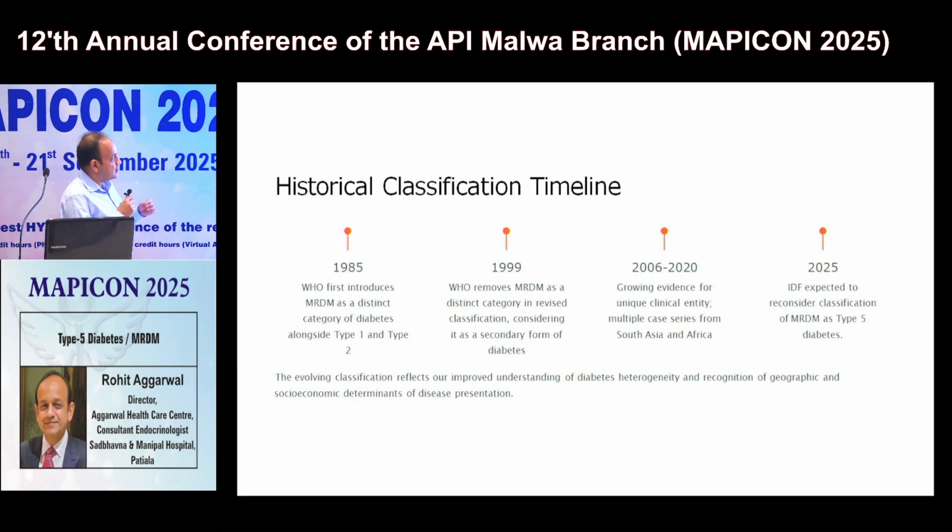So this was the historical timeline of the classification which I was talking about earlier: in 1985 WHO first introduced MRDM as a distinct category. In 1999, they again removed MRDM as a distinct category in a revised classification. They thought that it could be a secondary form of diabetes. But lately in 2025, at the meeting in Bangkok this year, it was expected that they might reconsider classification of MRDM as type 5 diabetes. But still they have not labeled it. They have labeled it a distinct entity, but not as type 5 diabetes. They say you can relate them as MRDM, not as type 5.